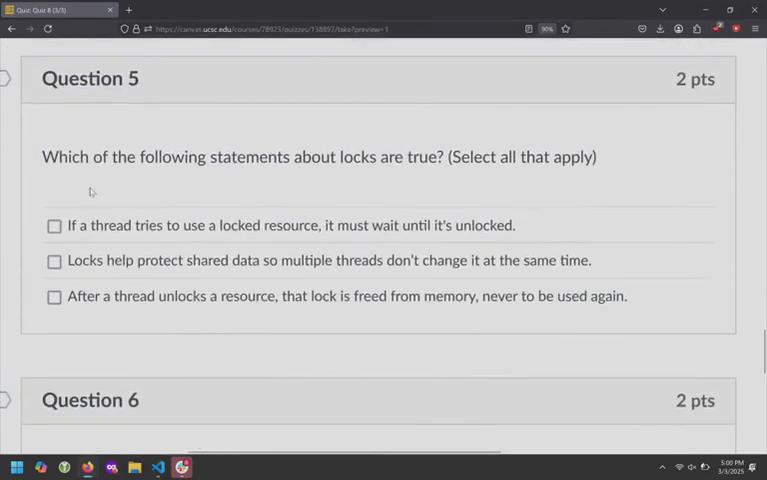Okay, this question. Which of the following statements about locks are true? If a thread tries to use a locked resource, it must wait until it is unlocked. Locks help protect shared data so multiple threads don't change it at the same time. After a thread unlocks a resource, that lock is freed from memory, never to be used again. I would say no, right? Because the whole point of a lock is that it can be used by any thread. Any thread can lock it, unlock it at any given time.